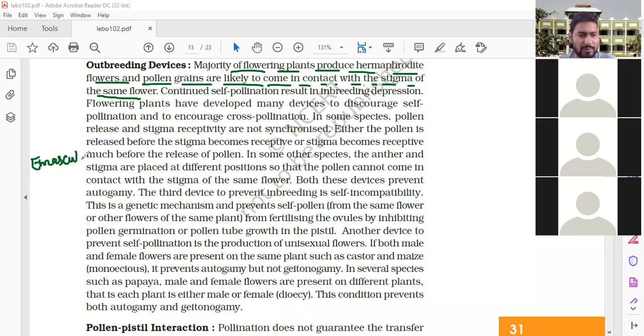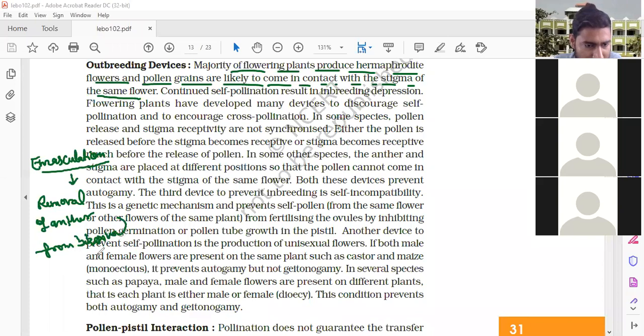Emasculation. Anyone, can you tell what emasculation means and who performed such experiments? Gregor Johann Mendel, sir. Very good, Preeta Rani. What is emasculation? Removal of anthers, sir. Very good, excellent. That means removal of anthers. Anther means male part. Removal of anthers from a bisexual flower is called emasculation.